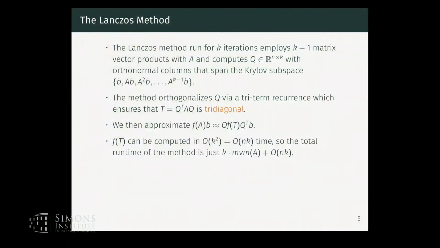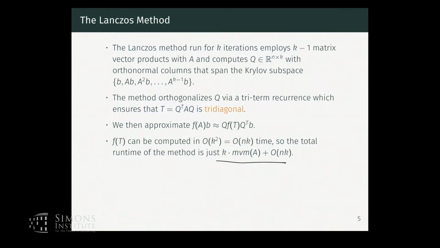Actually, before I say why, I'll just say at least we can do this quickly. Because T is tridiagonal, you can compute its eigendecomposition really quickly. So you can compute f of T essentially exactly in k squared time, which, since the number of iterations will typically be less than your problem size, is less than nk time, where n is the size of the original matrix. So the total runtime of this method is very small. It requires k matrix vector products with A, and then roughly k other vector operations. This second term, nk, is usually considered lower order. This is just for adding together vectors at each iteration.